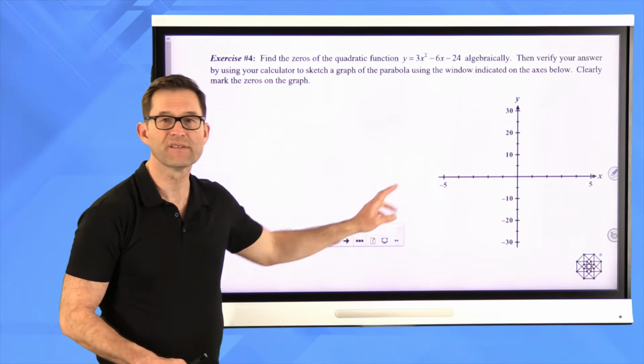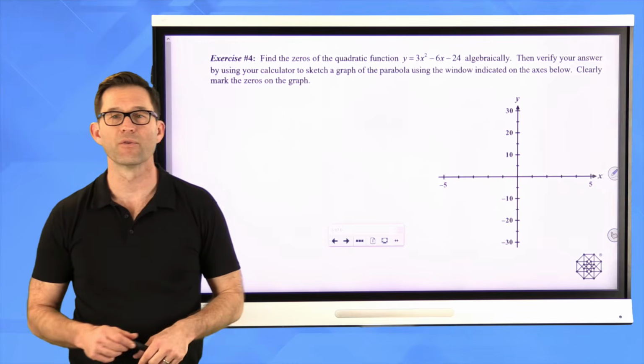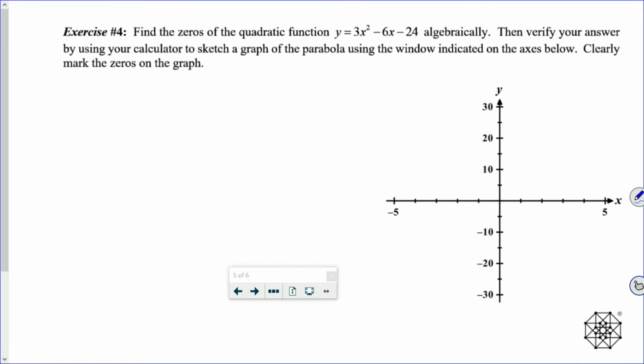Let's tie this into a graph. Exercise number 4. Find the zeros of the quadratic function y equals 3x squared minus 6x minus 24 algebraically. Then verify your answer by using your calculator to sketch a graph of the parabola using the window indicated on the axes below. Clearly mark the zeros on the graph.